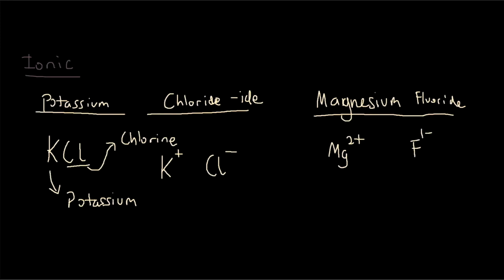So if we want to turn this into the formula of magnesium fluoride, what we have to do is a cross multiplication trick, or not multiplication, a cross transfer trick, I'll call it that. We need to take the charge of these ions and disregard the sign, whether it's positive or negative. We just want the number for now.